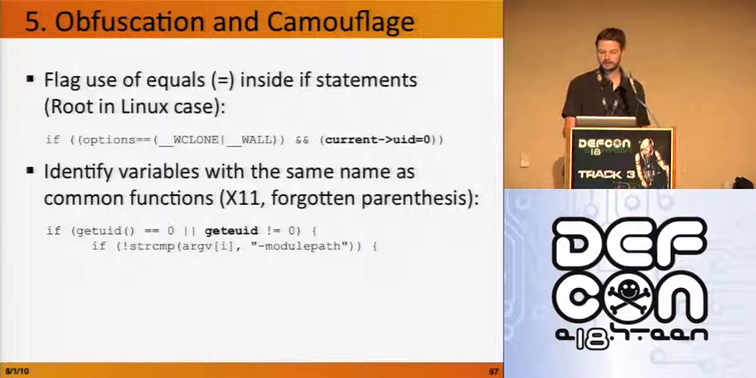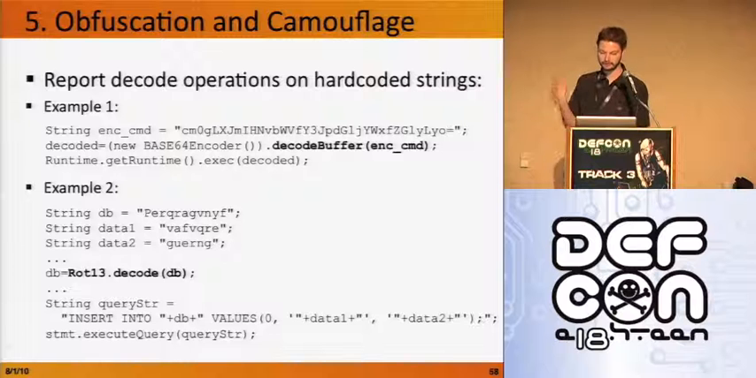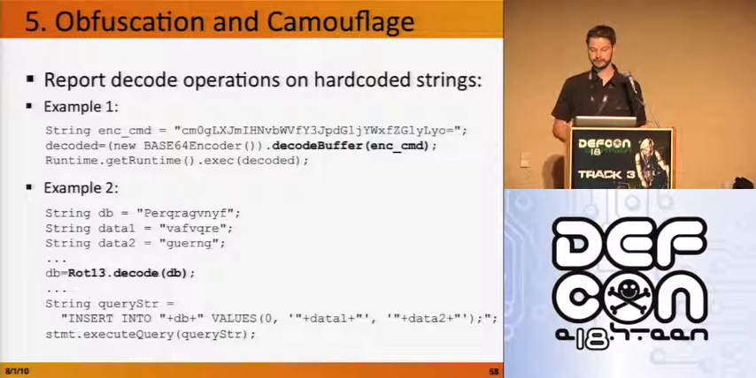Obfuscation and camouflage, we flag the usage of a single equals inside an if statement. You should not use a single equals in an if statement, so we flag that in the obfuscation and camouflage. We also flag when you're having the same name for a variable as a common function. If you're doing that, we will flag that in the obfuscation and camouflage. And then the really useful one is if you're trying to decode hard-coded strings, we're going to flag that as an obfuscation and camouflage. That turned out to be a really useful one.